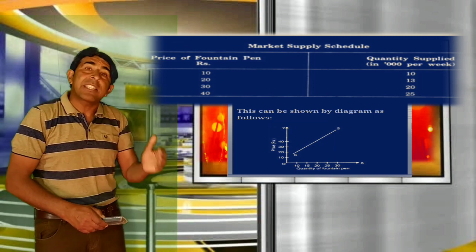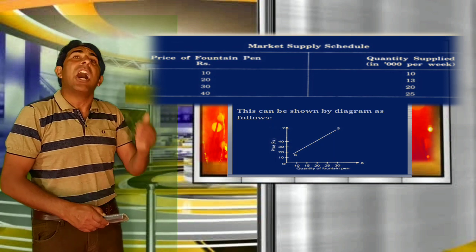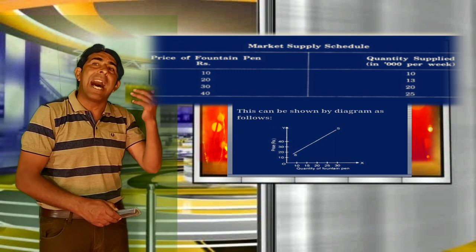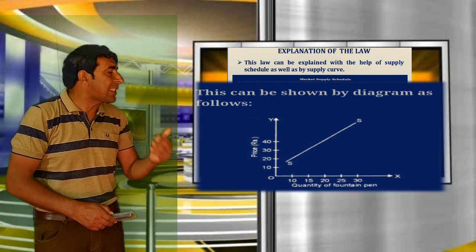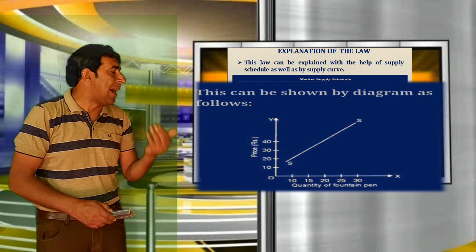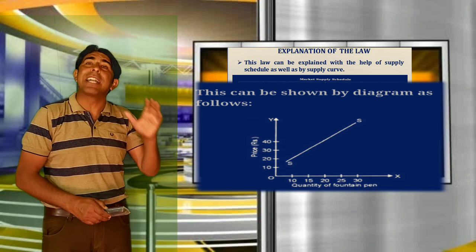Now, this tabular representation or supply schedule can also be explained with the help of the supply curve. This can be shown by a diagram as follows. We have the diagram here.